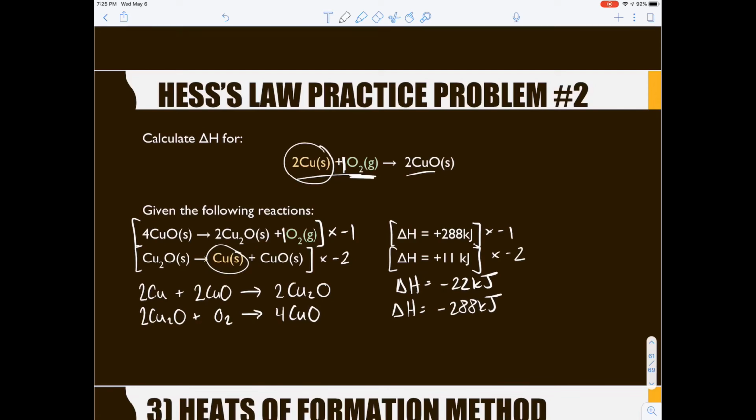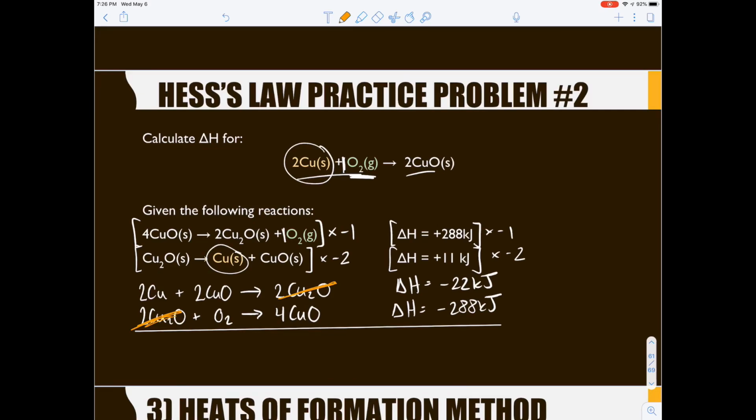Peyton, what's our next step? Okay, add and cancel out. Good. So when we do that, we see that Cu2O cancels out, which is good because we don't want that in the overall equation, right? And then we see one other tricky thing, which is that CuO doesn't cancel, but it is on both sides. So we actually cancel some of them.